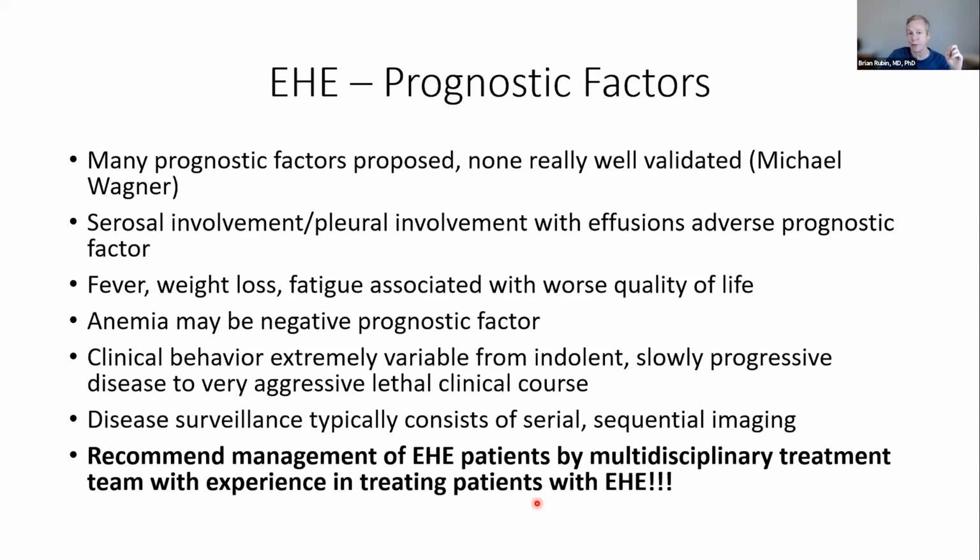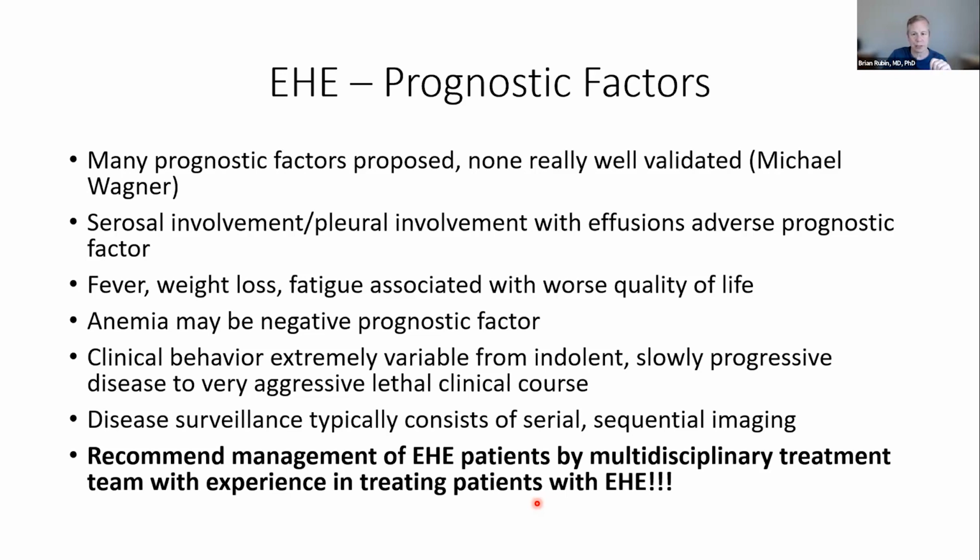Now, serosal involvement, pleural involvement, so that's literally involvement of the lining. So lining of your abdomen, the walls of your abdomen, as well as the outside of your lungs and the cavity that the lungs sit in. That's usually a very adverse prognostic factor. And those are typically associated with what we would call a malignant effusion.